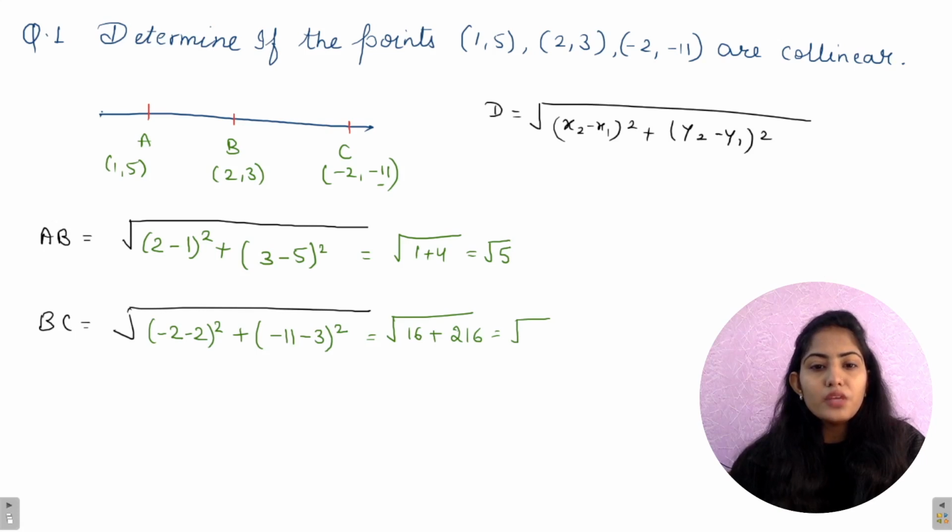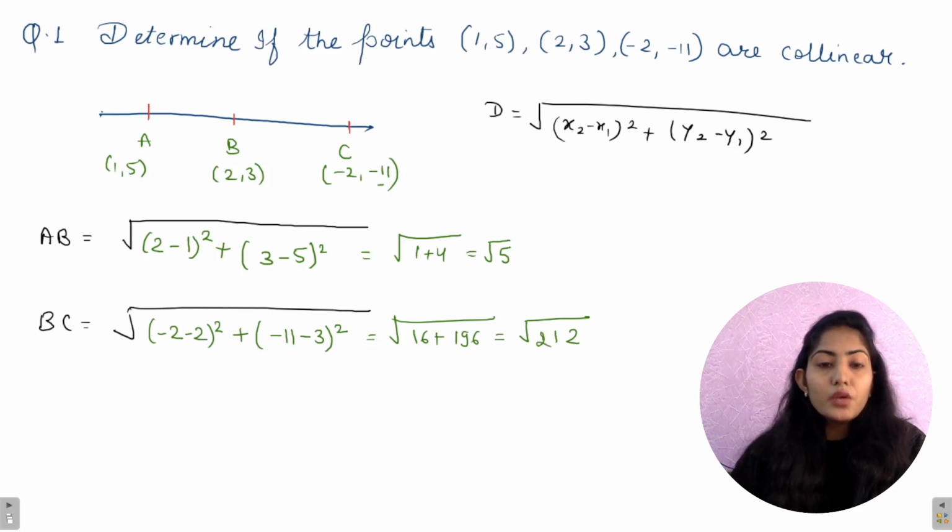The square of 14 is 196, right? So here it is 4 square, that is 16, plus 14 square, that is 196. When we add both of them, we will get root of 212. Now come to AC, but we have to find 212 in a simpler form.